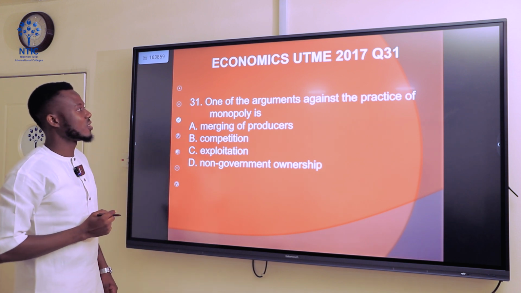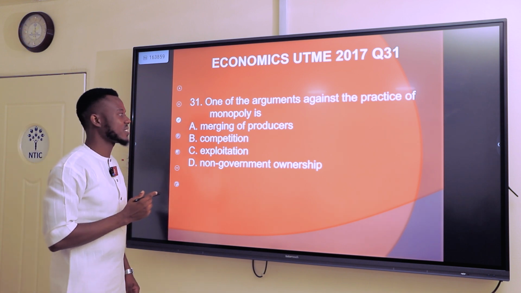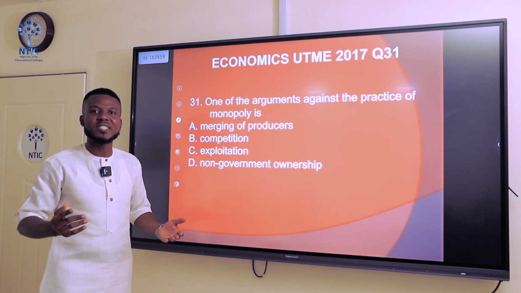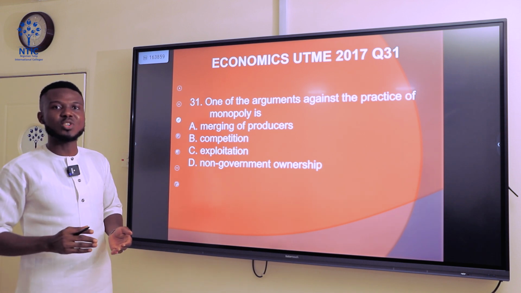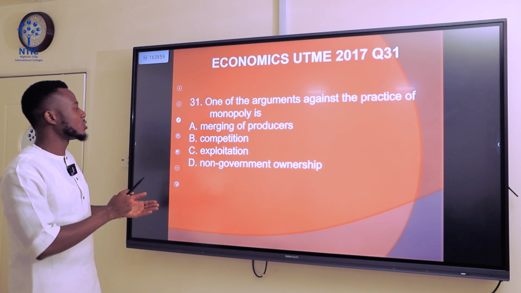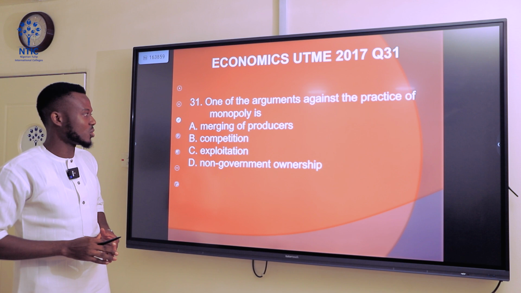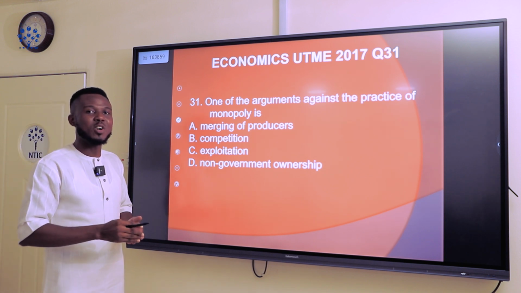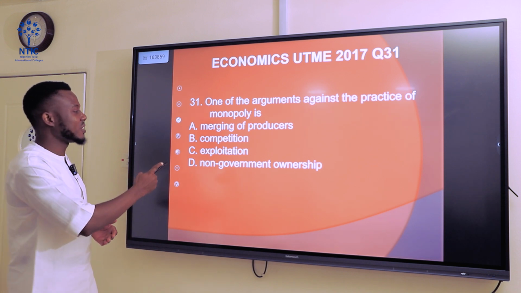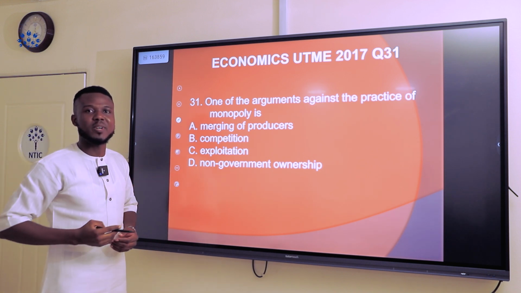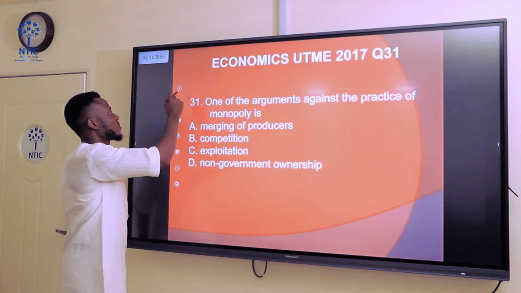Question 31. One of the arguments against the practice of monopoly is that monopoly is a situation where a single entity or business is in charge or has the capacity to produce a certain good or service which does not have a close substitute. In that situation, if a company has the ability to produce what other companies cannot produce, there is a chance of exploiting their customers through high prices. So our answer here is C, exploitation.